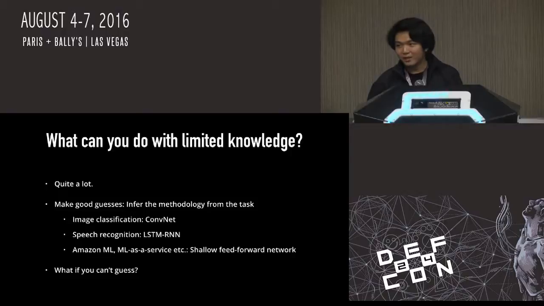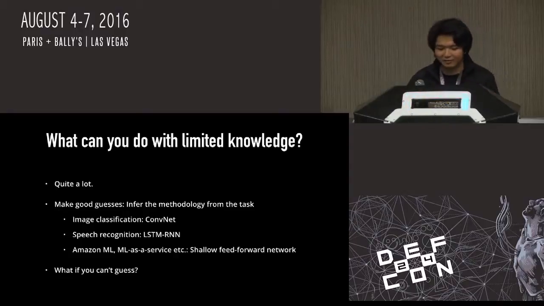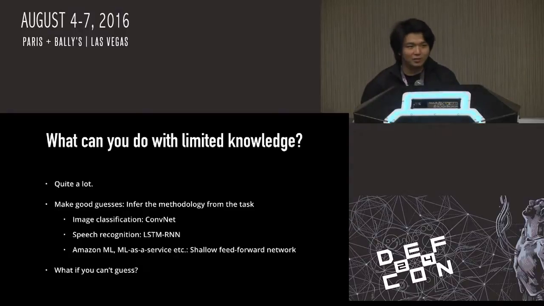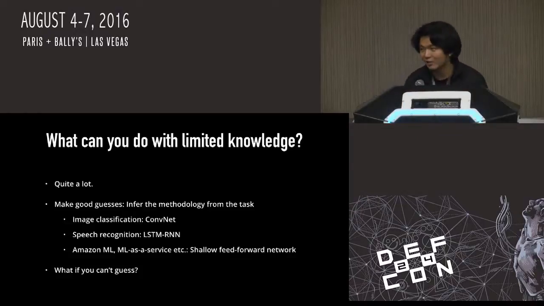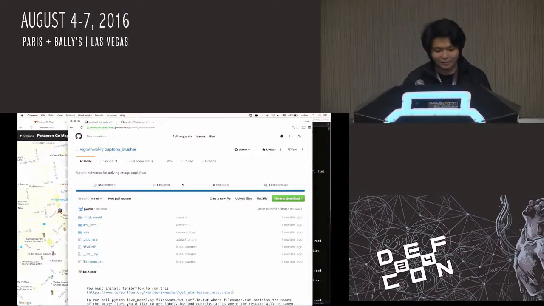For example, if it's image classification, digit recognition, you can use something like a convolutional neural net. Speech recognition, then you use something like recurrent neural networks. And if it's general services like machine learning as a service, then you would use a shallow network because these networks have to be easily generalizable. So what if you can't guess? Can you still do anything?